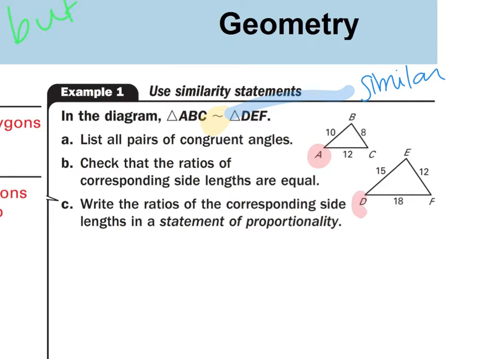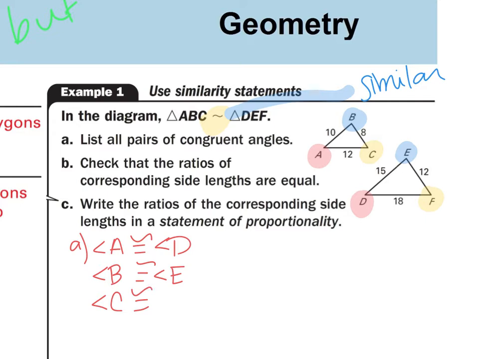So A's corresponding angle will be D. B's corresponding angle will be E. And then C and F are corresponding. Since they told you that these shapes are similar, those angles are congruent. So they want you to list, for part A, the congruent angles. That would be angle A is congruent to angle D. Angle B is congruent to angle E. And angle C is congruent to angle F. Okay, so part A is done.